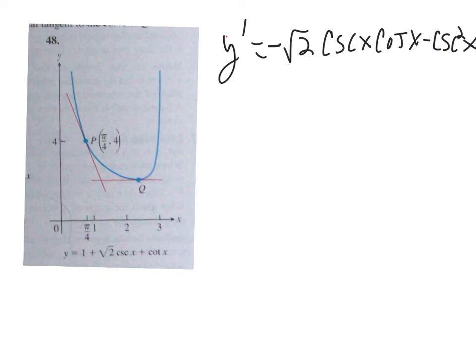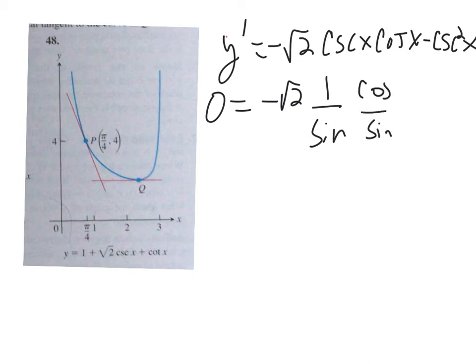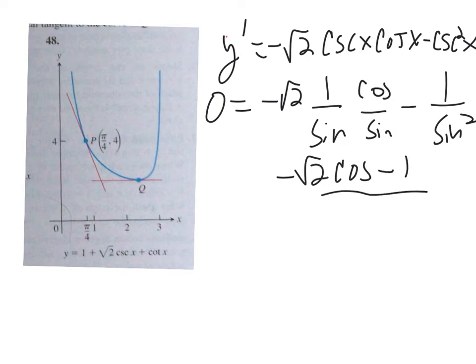So let's do the hard stuff first. Let's find the equation of the horizontal tangent line. So where does it equal 0? Well, let's see. Negative square root of 2 times 1 over the sine times cosine over sine. I should be having an x with that, I know. Minus 1 over sine squared. So again, I can write negative square root of 2 cosine minus 1 all over sine squared. So that's, I don't know why I wrote 0.